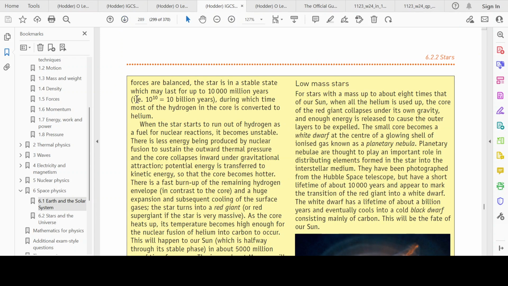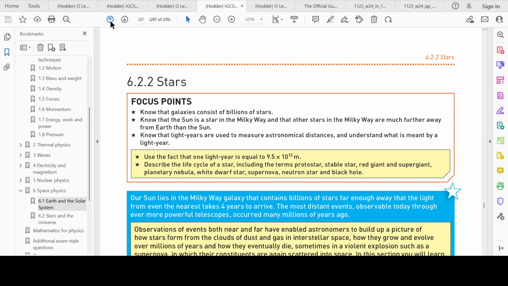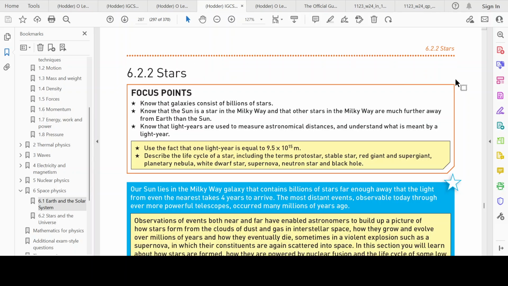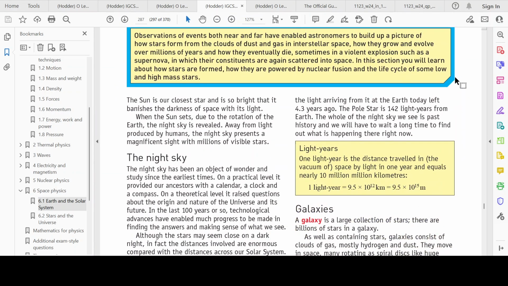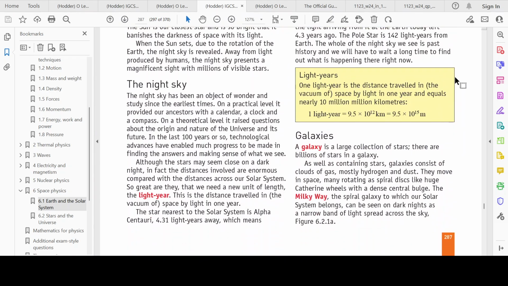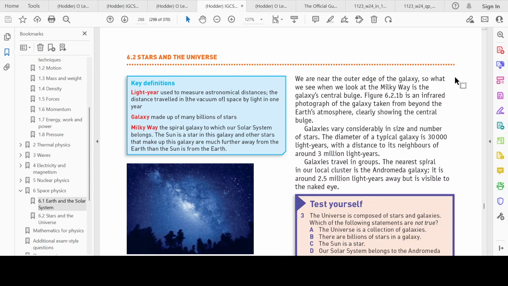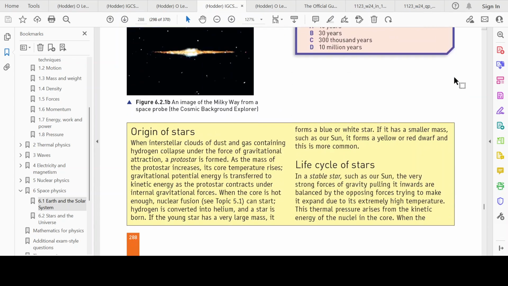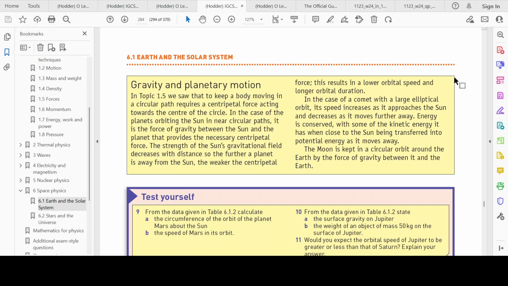Can we make stars on Earth? No, we cannot. Okay. If I just go back, I believe they gave the temperature. Was it here or in the previous section?